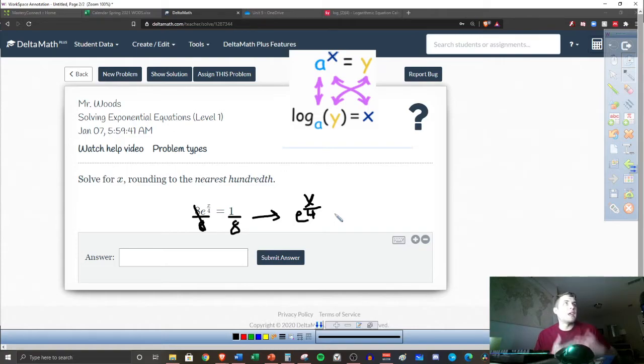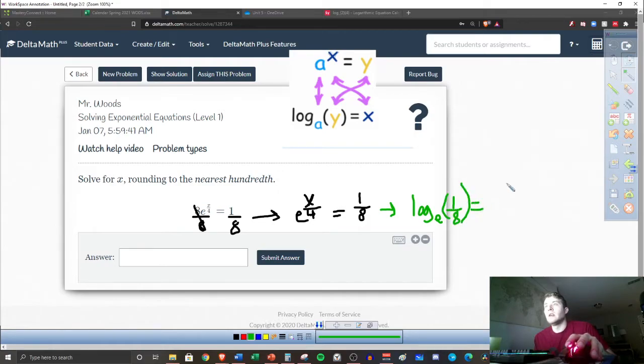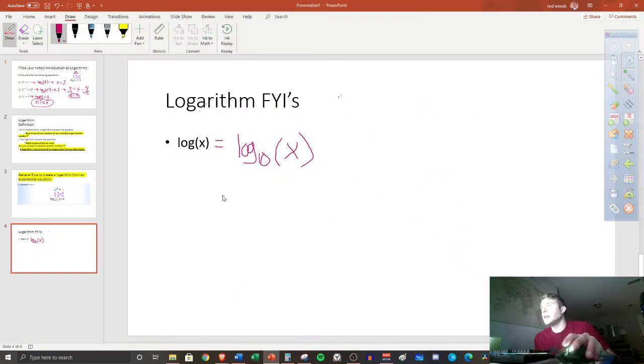Remember, e represents continuous compound interest, so that's the exponent. This is equal to 1/8. Now, when we change this to a logarithm, we have log base e of 1/8 equals x over 4.